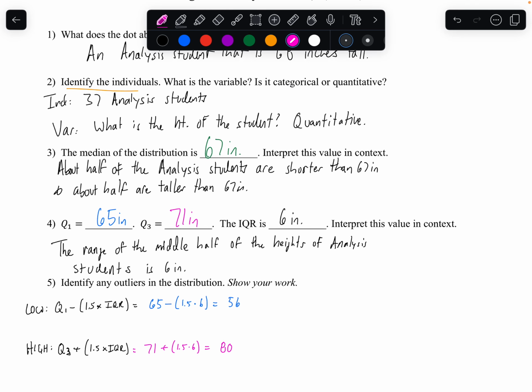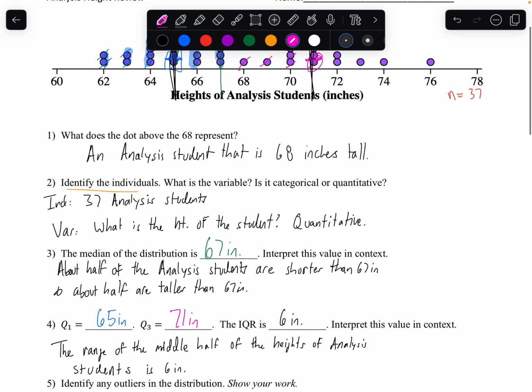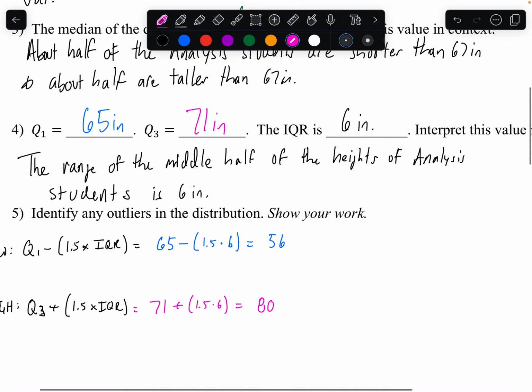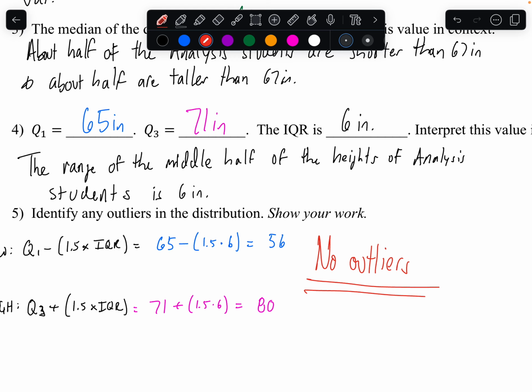So if you're looking for any values that are less than 56, we definitely don't have any there. Any values that are over 80, we don't have any of those here. So there are no outliers. Again, that means we know for sure there are no outliers in this distribution. We don't have to say it appears or seems like. This is a definitive answer that this distribution has no outliers.